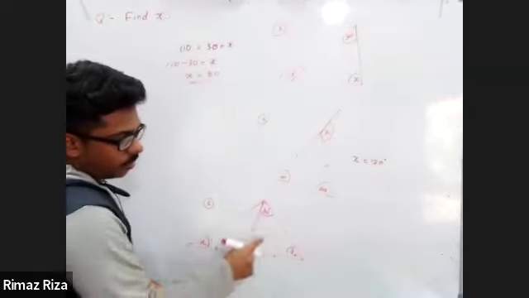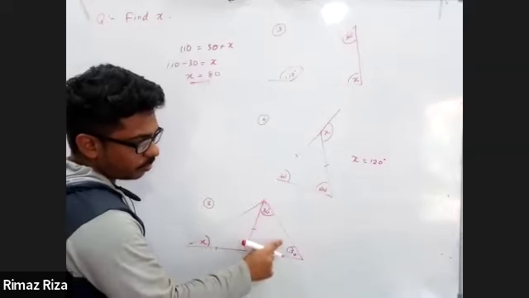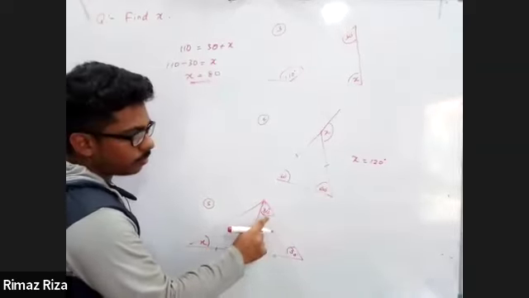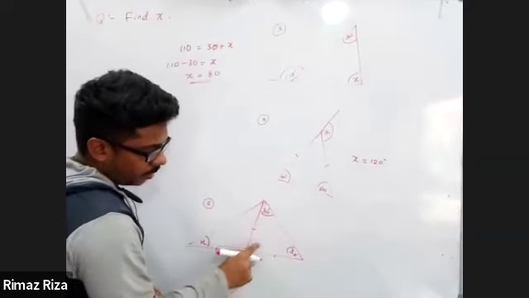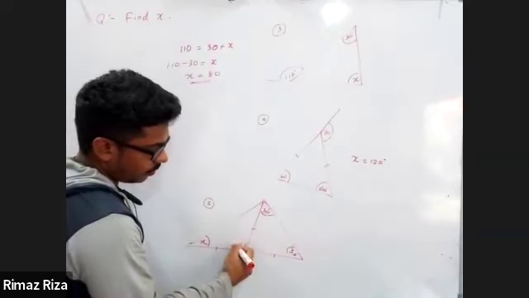Okay, so then this angle we can find, because exterior angle is equal to the sum of the interior opposite angles. So this angle will be 60.